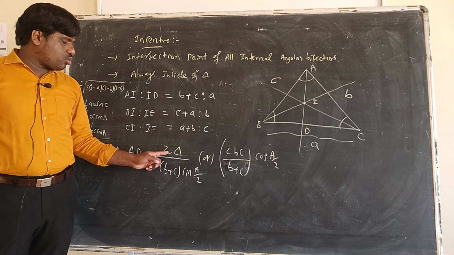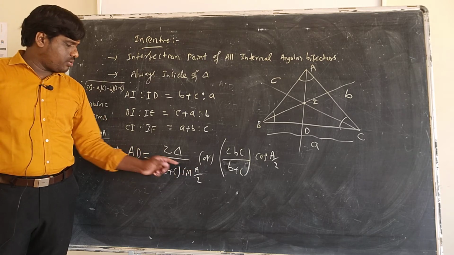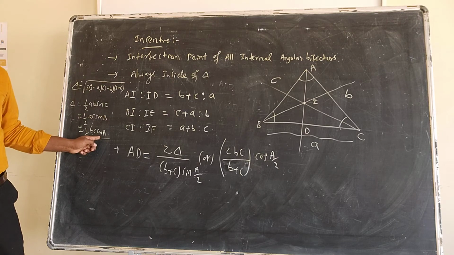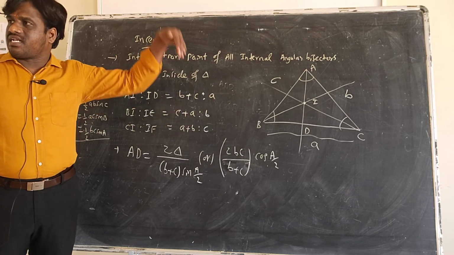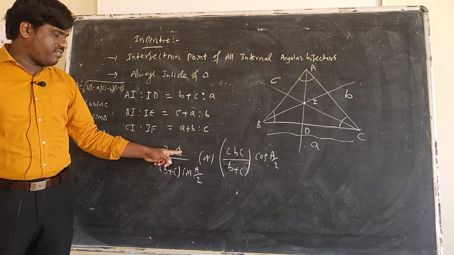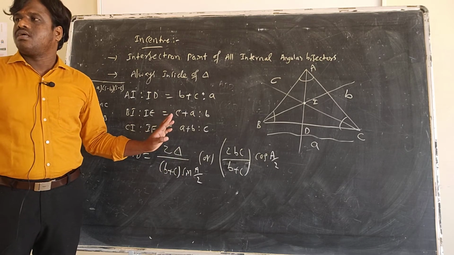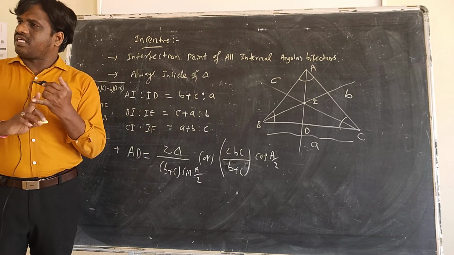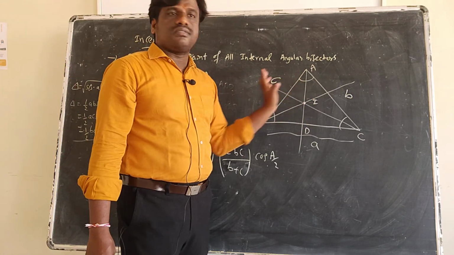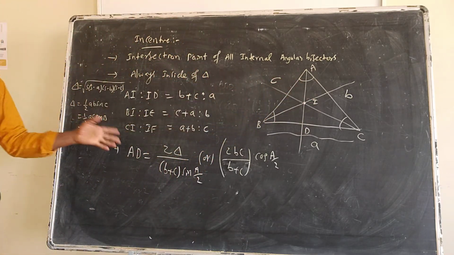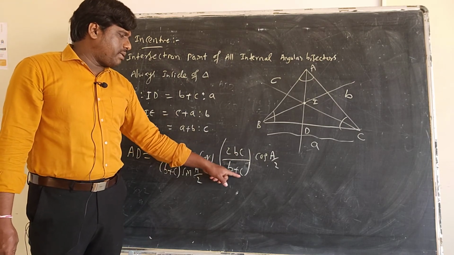So AD is equal to 2 times the area of the triangle divided by B plus C, into sine A by 2. You can use this formula or the other one, anything. If the angle is given, use this formula. So the length of the angular bisector AD is 2 times the area of the triangle divided by B plus C into sine A by 2. They may give angles, or any two lengths. Another formula is 2BC by B plus C, cos A by 2.